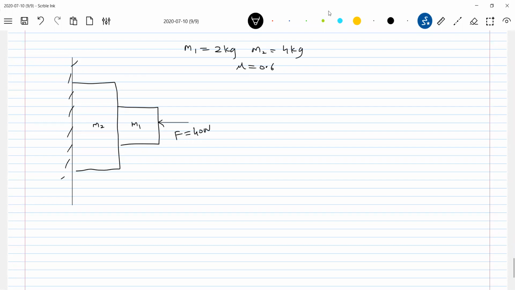Okay, fine. So this is rough. This is also rough. We have to calculate the acceleration and friction acting at both the blocks here. So again, the same thing. We applied a force. We are not sure whether slipping will occur at both the places, or both will be at rest, or M2 will be at rest and M1 will slide down. So what are the possibilities here? Let's check. Both will be at rest, or both will move.